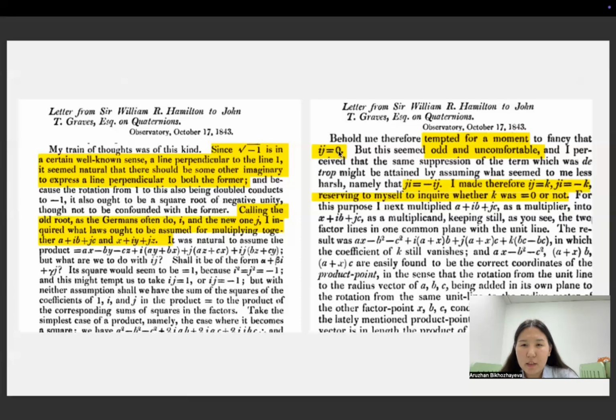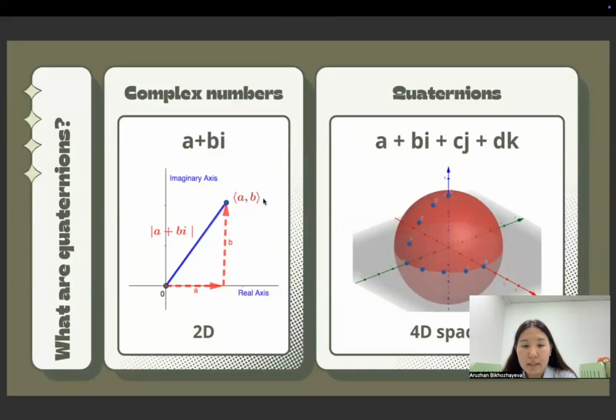Here, he really was confused about this multiplication. Is it equal to 1, -1, or 0? He just came to the idea that there is another imaginary part, k, which shows that the multiplication of i by j equals k. And this breakthrough not only solved Hamilton's puzzle, but opened the door to 4D mathematics, revolutionizing how we think about rotations in space.